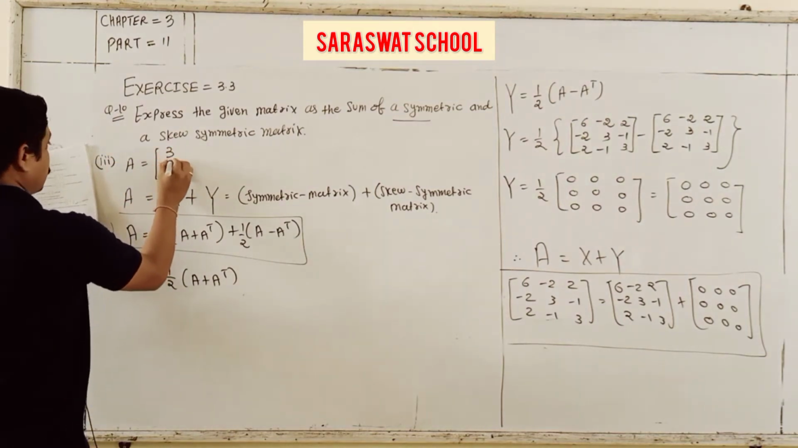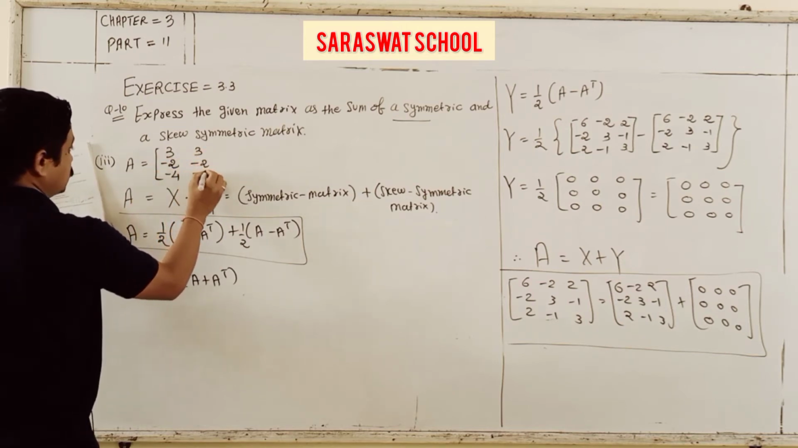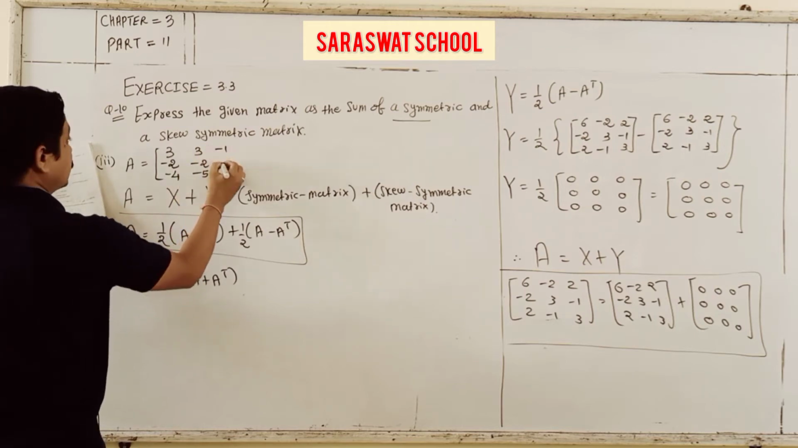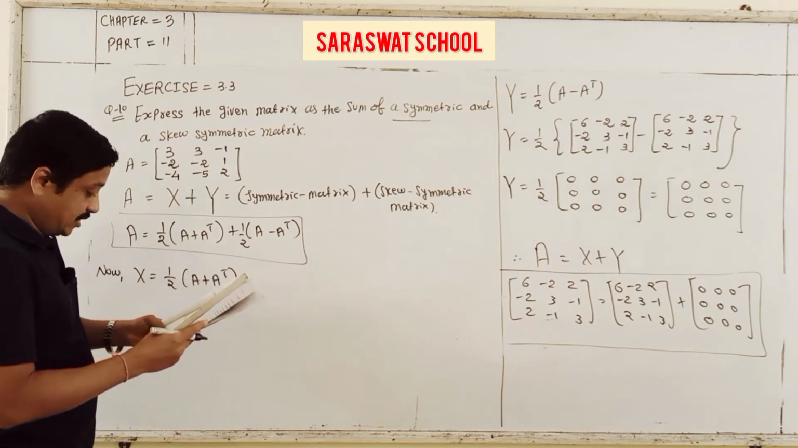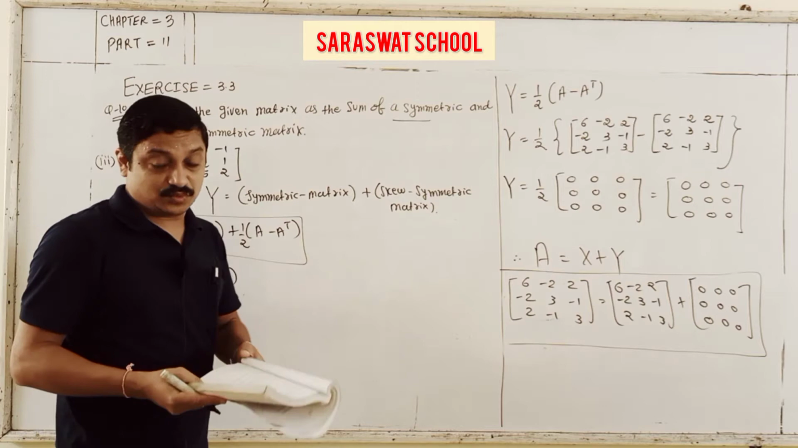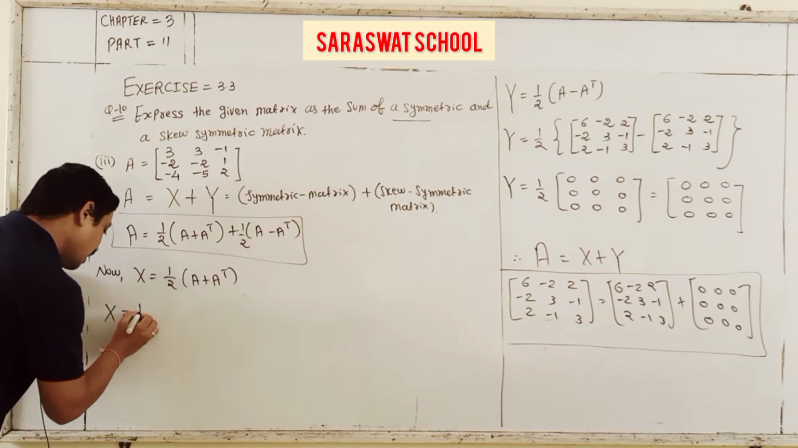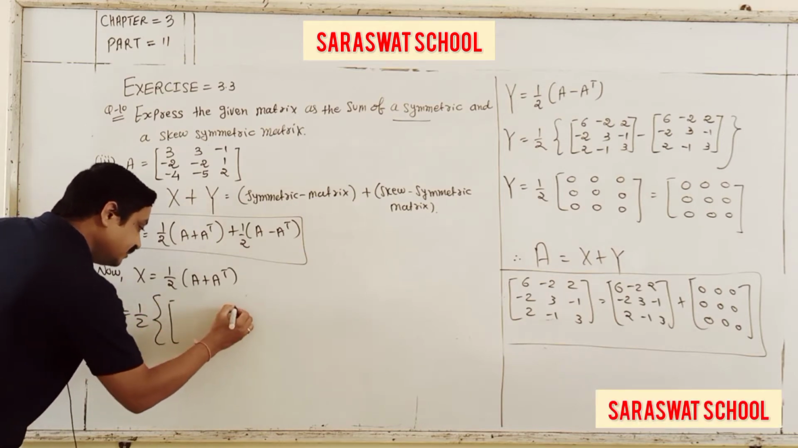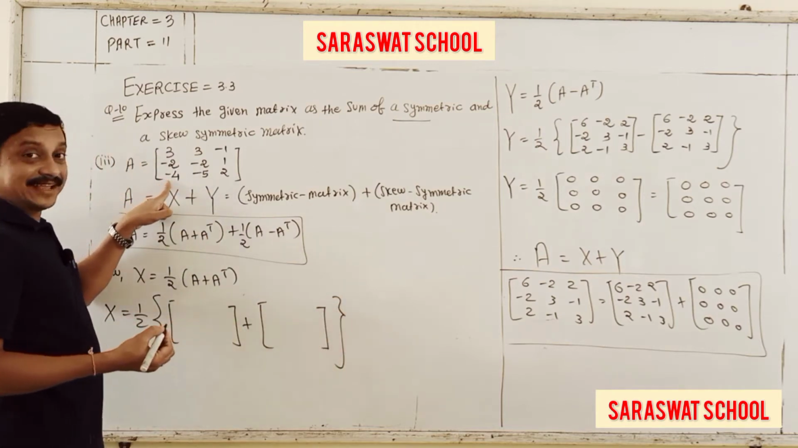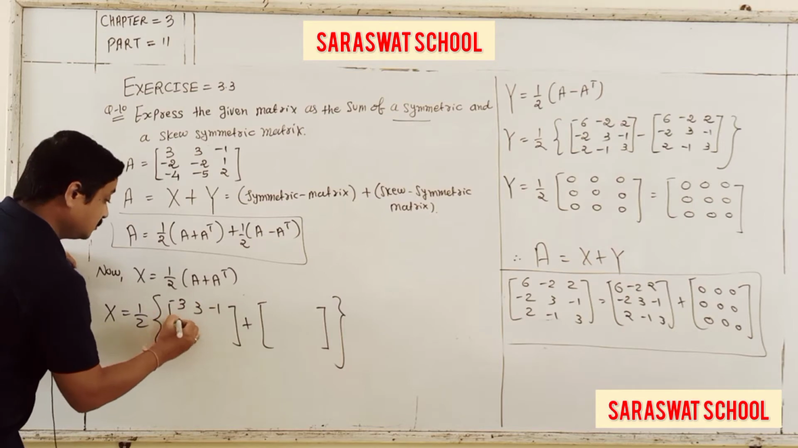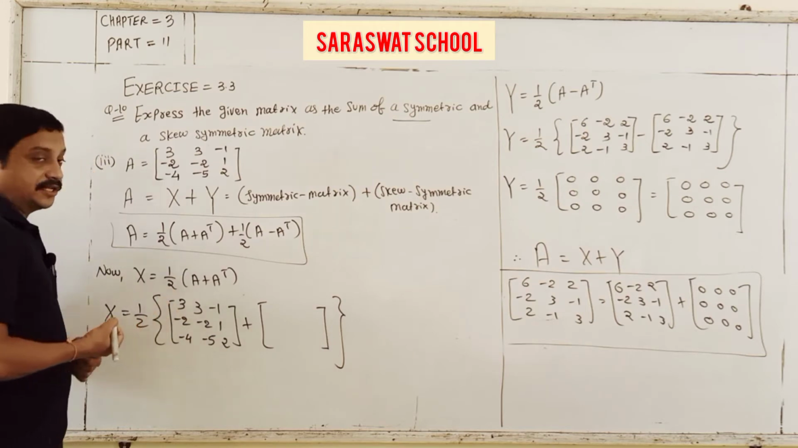3, minus 2, minus 4, 3, minus 2, minus 5, and minus 1, 1, and 2, again 3, 3, minus 1, minus 2, minus 2, 1, and minus 4, minus 5, 2. Now same representation up to that, and go to X. So half of your matrix A plus your matrix's transpose. What is your matrix A? So 3, 3, minus 1, minus 2, minus 2, 1, and minus 4, minus 5, 2.